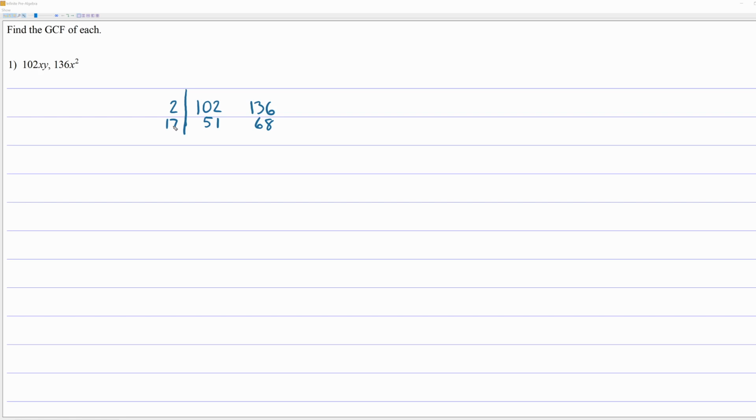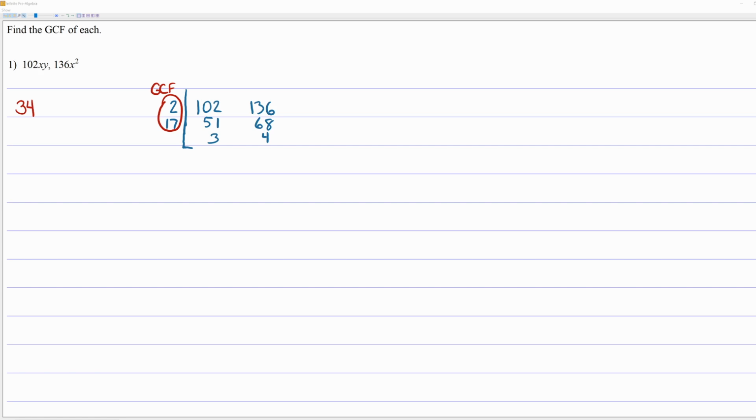So 51 divided by 17 is 3. 68 divided by 17 is 4. So if possible, you would do this again, but there's no common factor between 3 and 4. So here's where we stop. So we found all of the common factors that we could. So if you want the greatest common factor, what you do is you look at all the common factors that you found and you multiply those together. So the GCF of 102 and 136 is 2 times 17, which is 34.